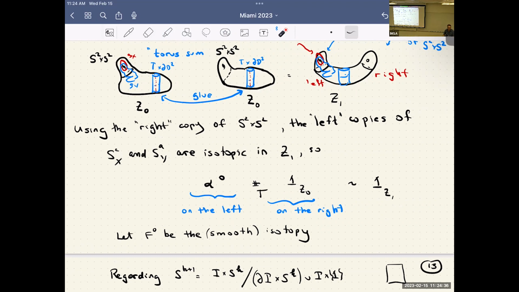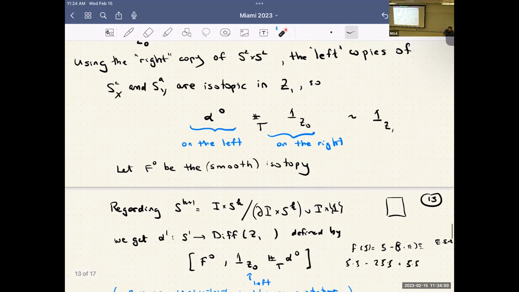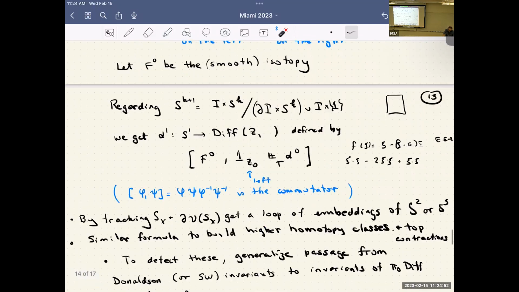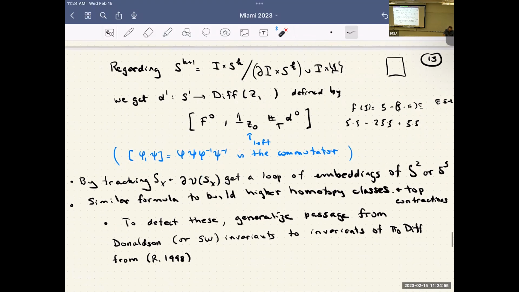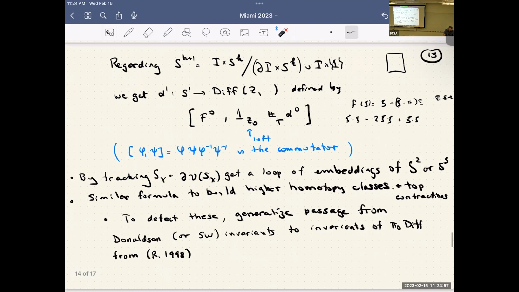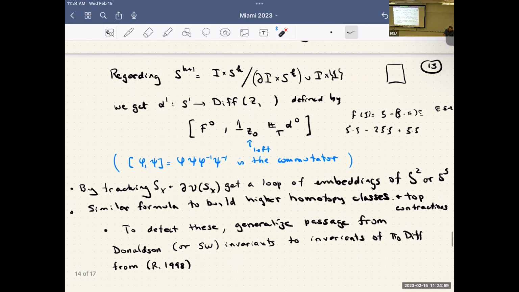And then there's a formula for how things behave under fiber sum. So you could do this with various other constructions, as long as they're the kind of constructions that preserve non-triviality of Seiberg-Witten. So that's sort of buried in there. Okay, so that's the idea.